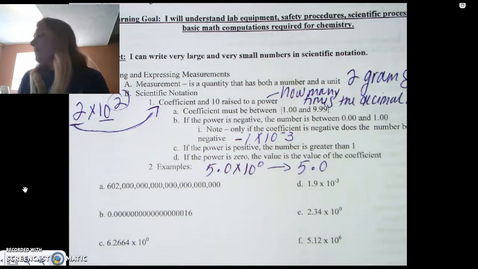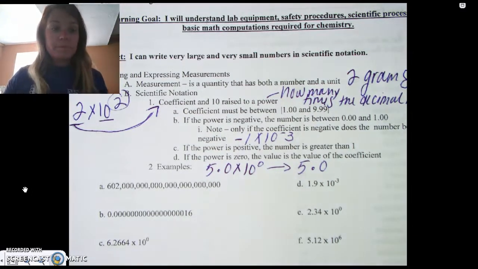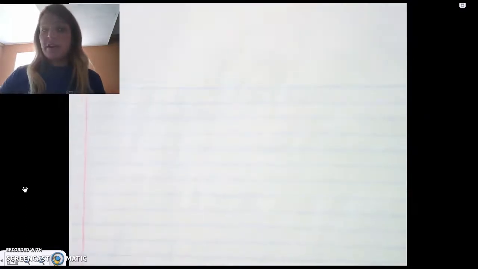Okay, now I'm going to do some examples that aren't within your notes, so you can have extra practice, and I want to see if we can develop some hints to help us with writing scientific notation. Okay, so let's take a number first and then write it into scientific notation. So we're going to do a number to scientific notation.